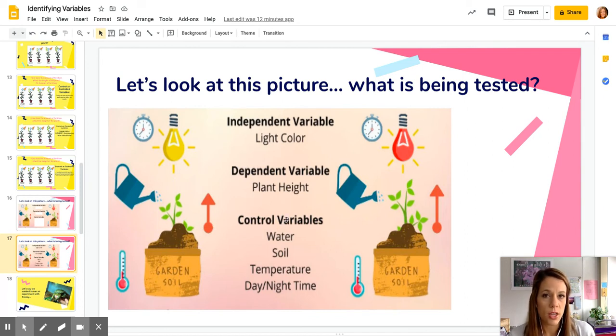Control variables, again, are things that could affect the results, but we do not want them to. We only want the light to affect the results. And so we would want to have the same amount of water, same type of water, same soil, amount of soil, same temperature these plants are kept in, same time we measure. If I measure the yellow light plant in the morning and then the red one at night, that could affect our results. So those are all things that we would want to keep the same.